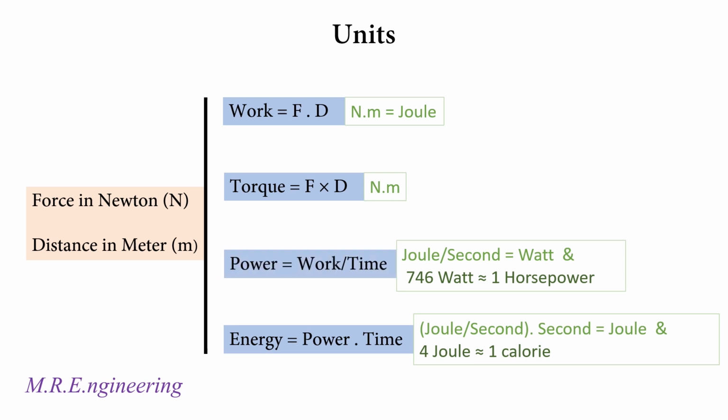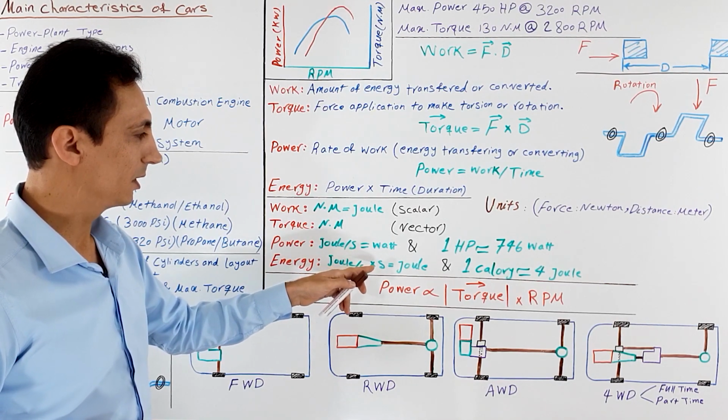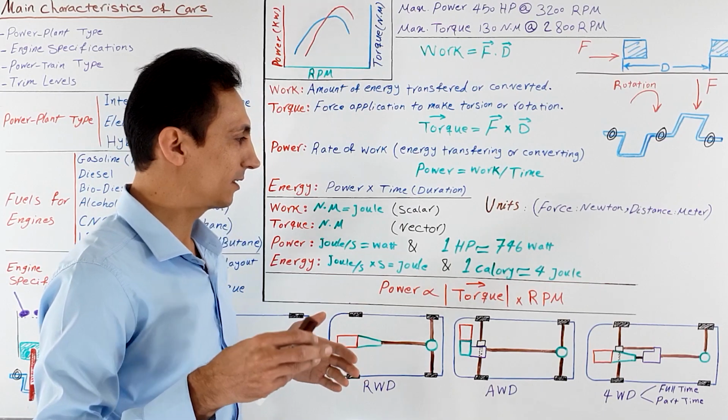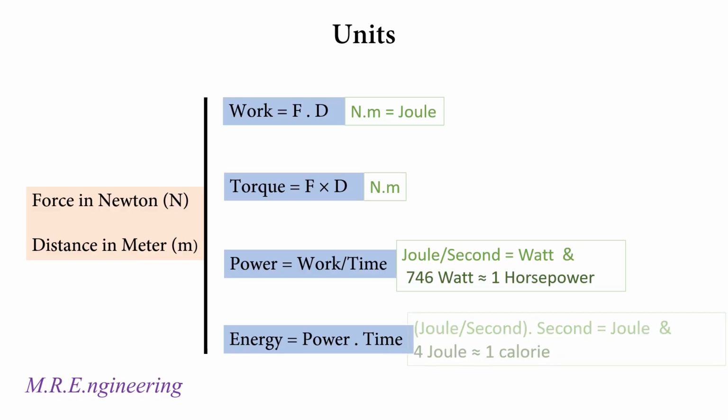And as I said, power is work over time, so joule per second, and 1 joule per second is defined as 1 watt. We also have another unit for power, horsepower, and 1 horsepower is almost equal to 746 watts. And energy, according to definition, is power multiplied by time, so joule per second multiplied by second equals joule. We also have another unit for energy that all of you know, the calorie, and 1 calorie is almost about 4 joules.